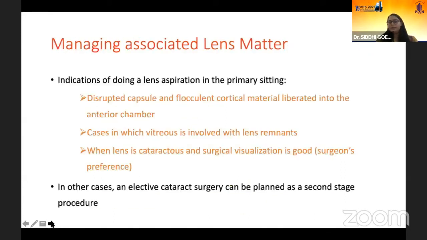For the management of associated lens matter, there are a few indications to do a primary lens aspiration: in case of disrupted lens capsule with flocculent cortical matter, cases in which vitreous is involved, and where lens is cataractous and surgical visualization is good, which is based on the surgeon's preference. However, in other cases, elective cataract surgery should be done.